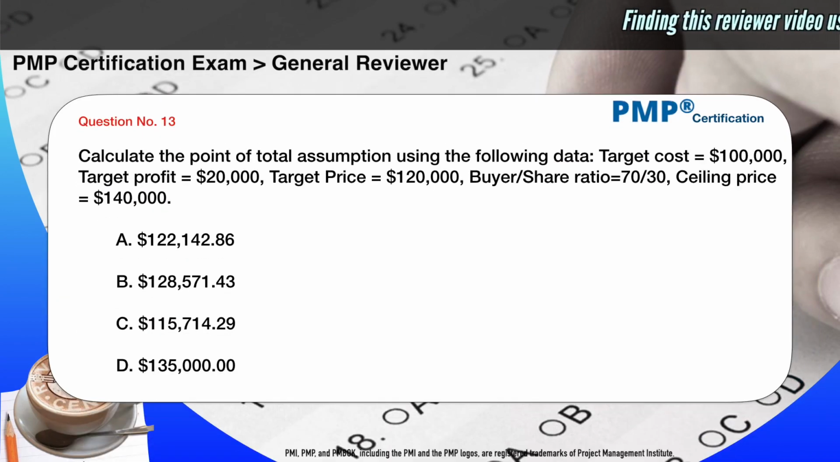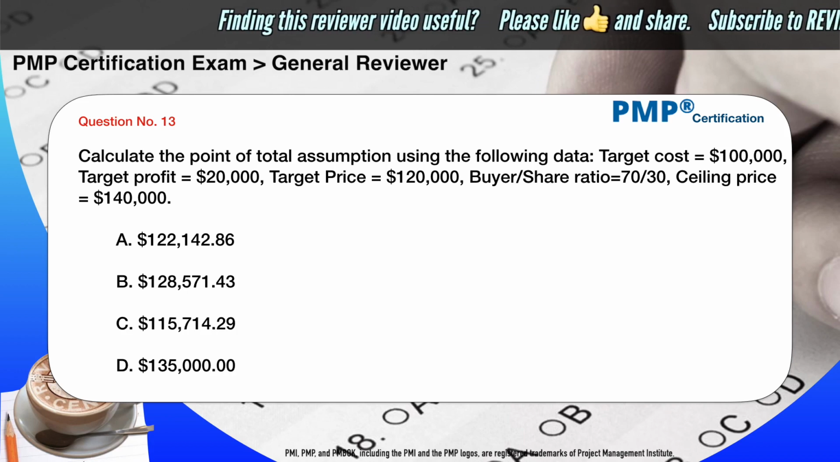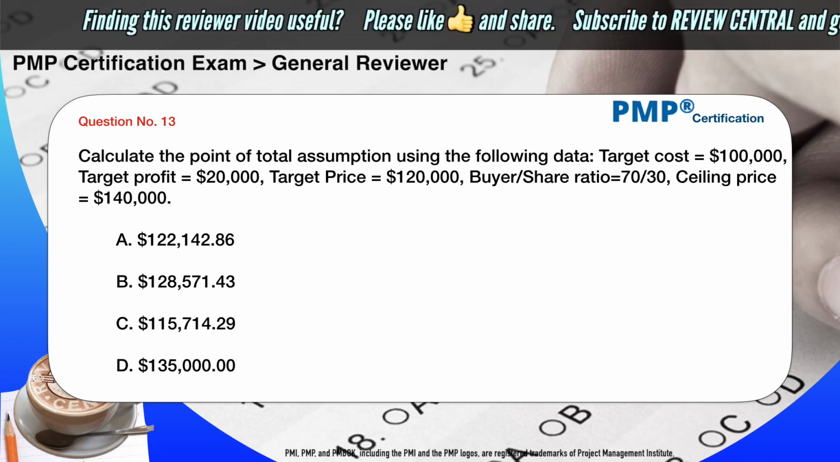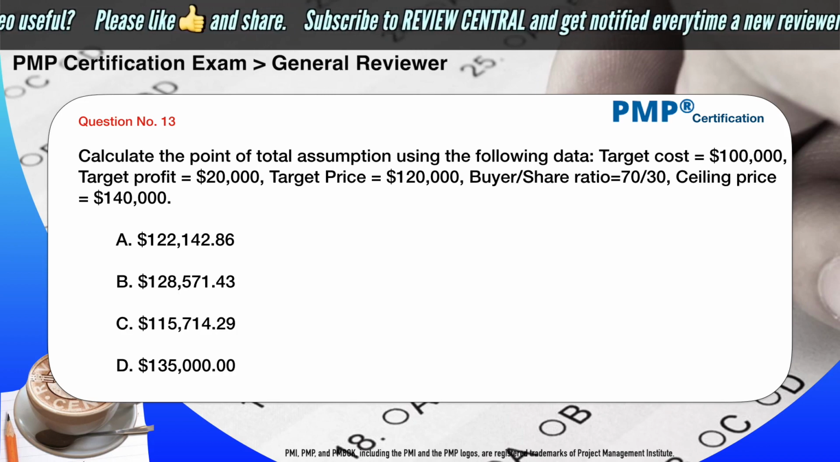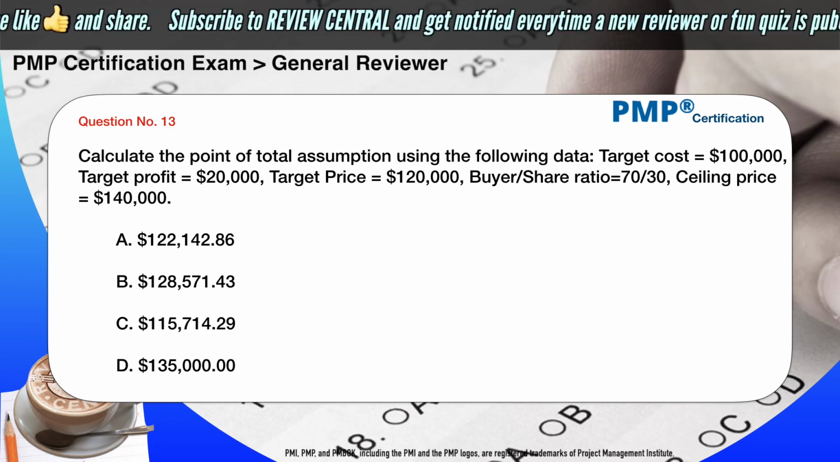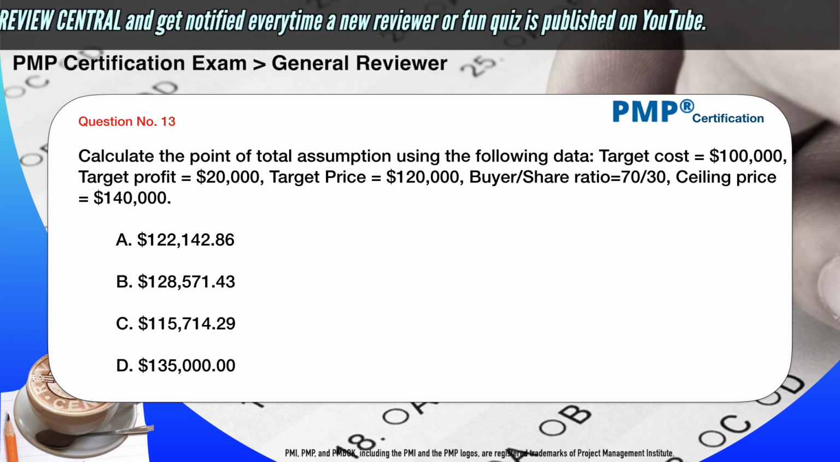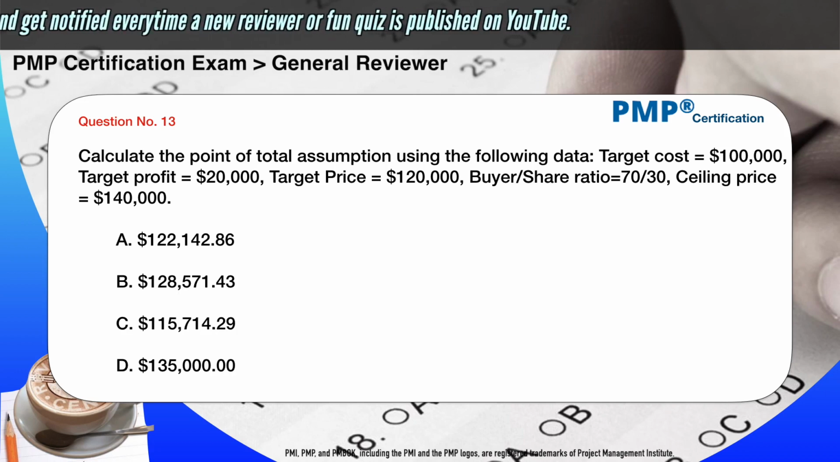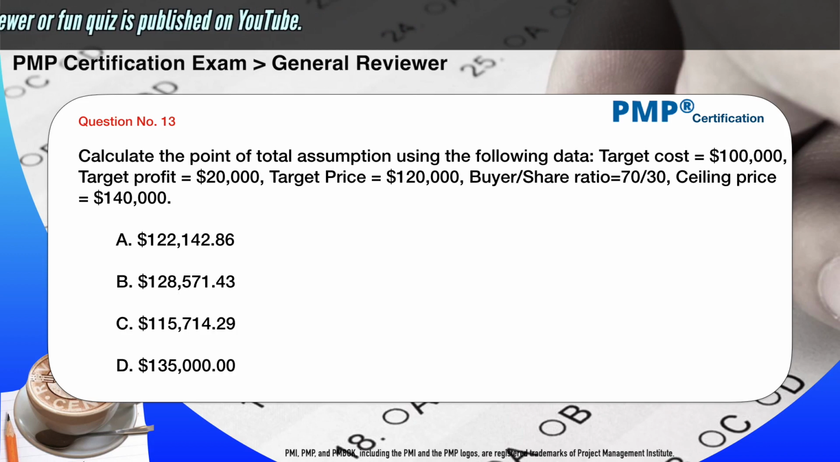Calculate the point of total assumption using the following data. Target cost equals $100,000. Target profit equals $20,000. Target price equals $120,000. Buyer to share ratio is 70/30. Ceiling price equals $140,000. A. $122,142.86. B. $128,571.43. C. $115,715.29. D. $135,000.